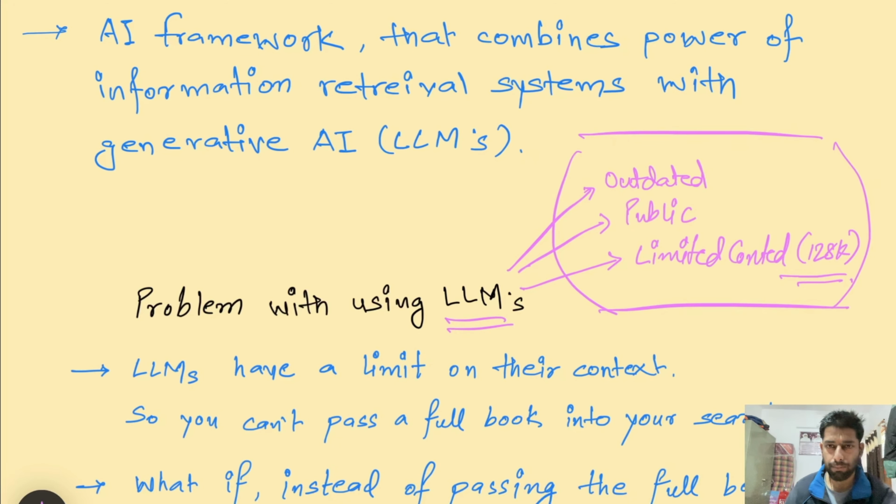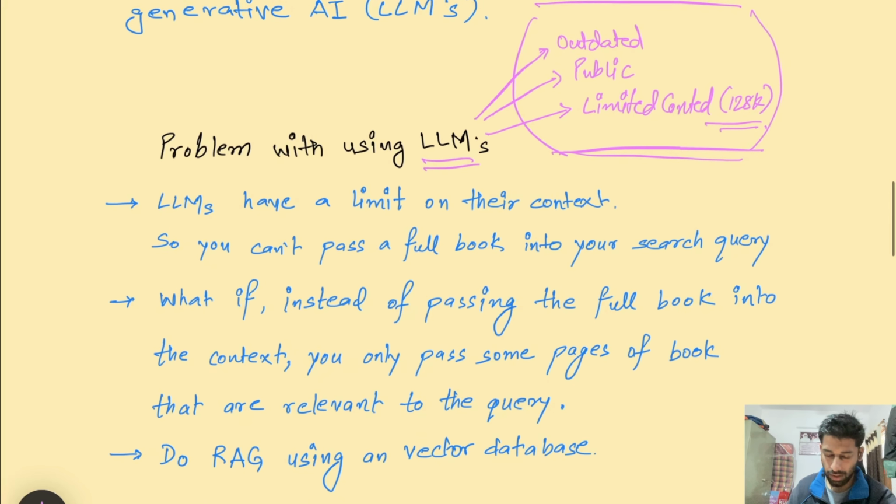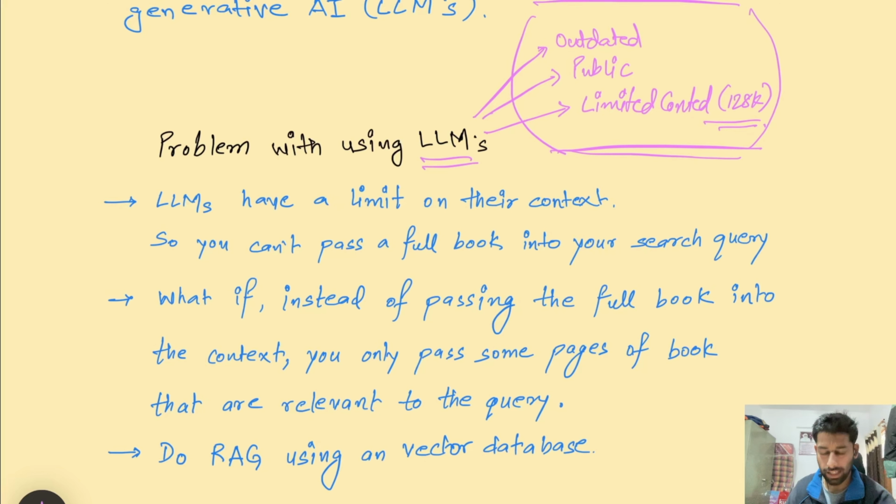RAG is going to help us overcome all these problems using an information retrieval system, which is going to be our vector database. So let's look at how it happens. To handle all the problems related to LLMs, in the context of the prompt or query that we send to the LLM, we pass in the relevant information related to the query.